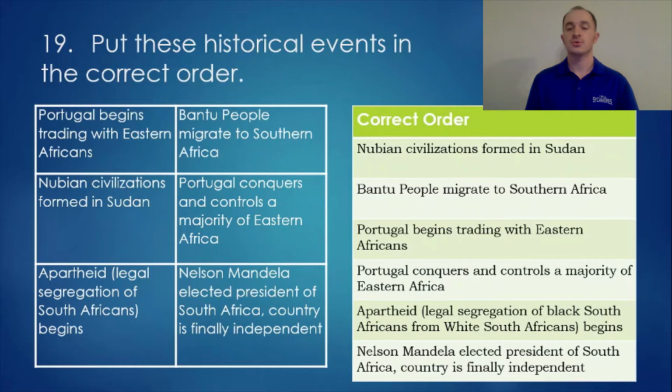Next, we have Portugal begins trading with Eastern Africans in about 1400. And then around 1500, we see that Portugal conquers and controls a majority of Eastern Africa. So jumping ahead to about 1948 or 1950, we see apartheid beginning. So apartheid, which is the legal segregation of Black South Africans from white South Africans, begins. And then in 1994, Nelson Mandela is elected president of South Africa, and the country is finally independent.